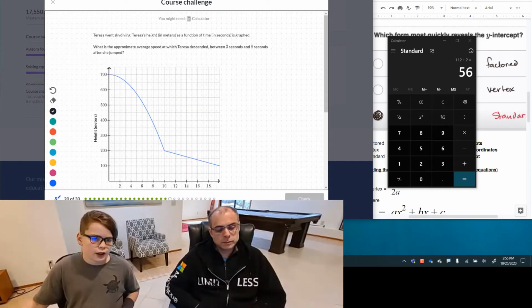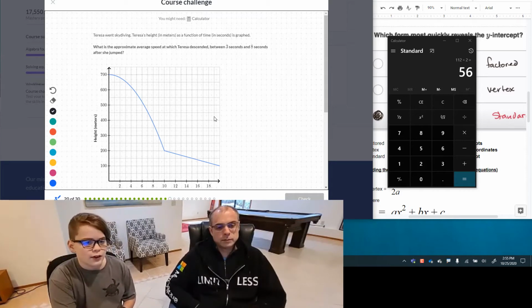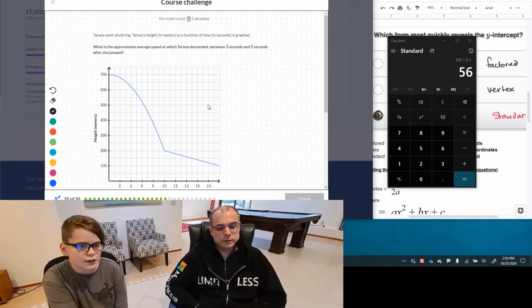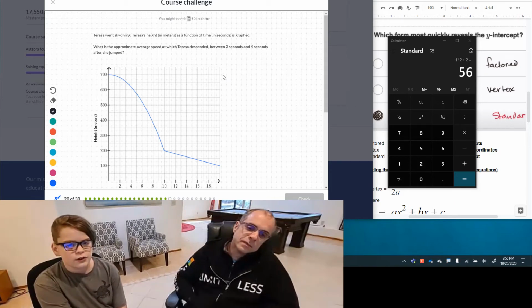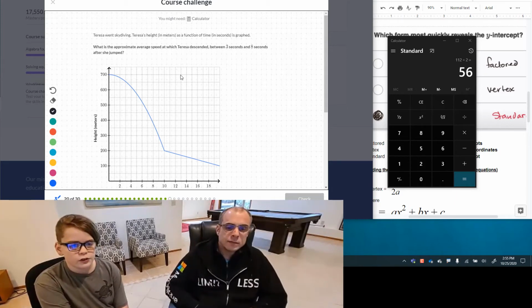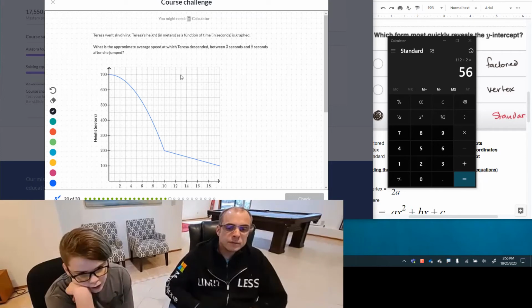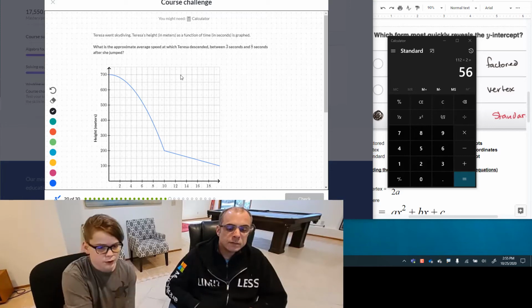Teresa went skydiving. Teresa's height is graphed. What is the approximate average speed at which Teresa descended between 3 seconds and 8 seconds after she jumped?